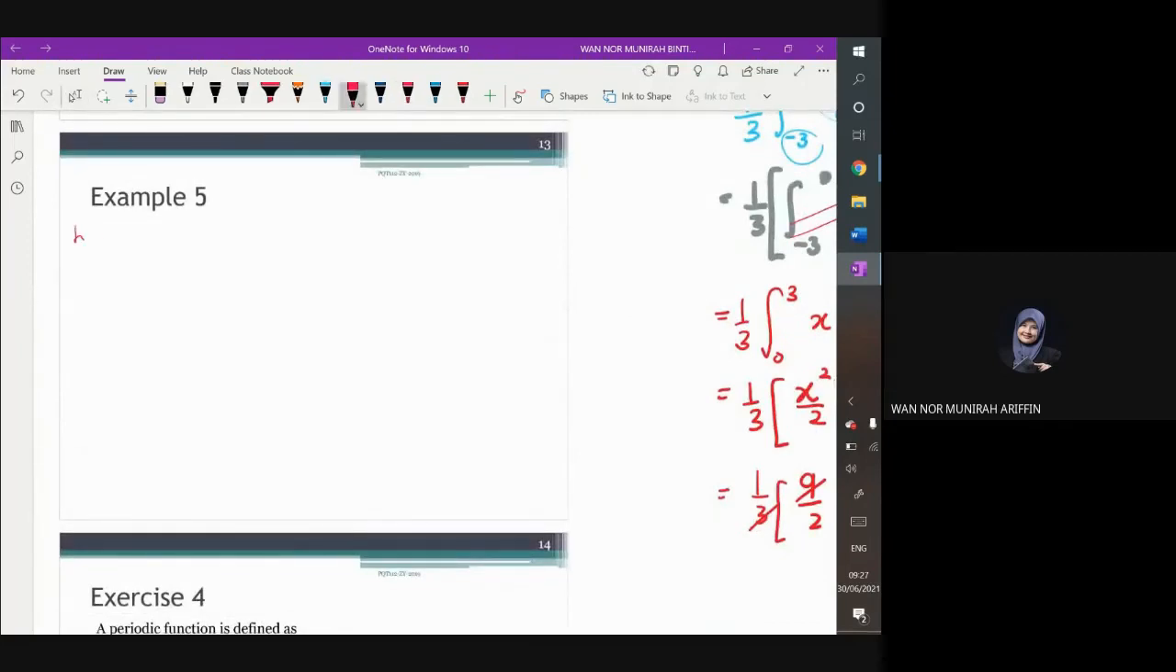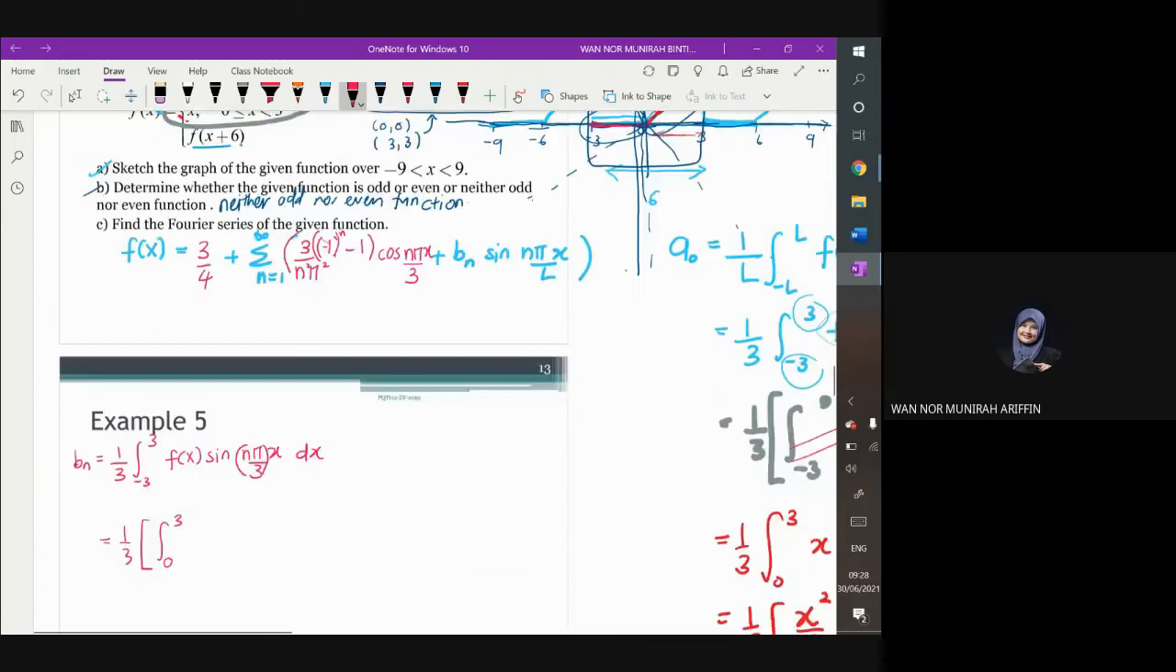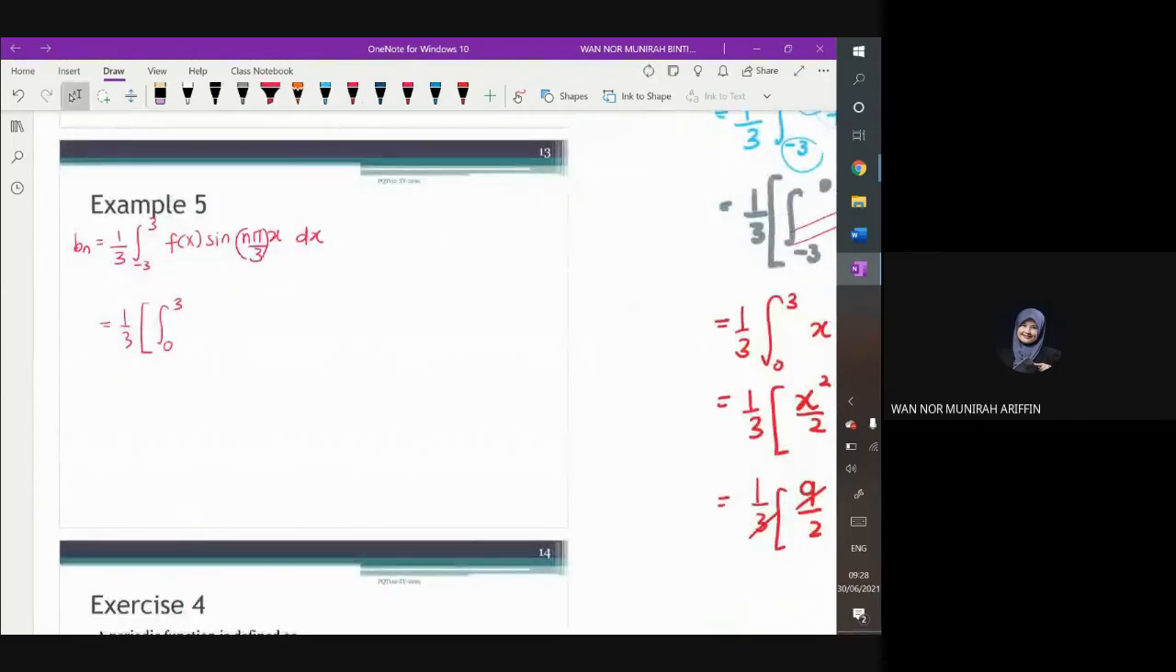So bn is given by 1 over 3 limit from negative 3 to 3, fx sine n pi x over 3 dx. So I have 1/3. From negative 3 to 0, I know that the function is 0 just now. We have done the same thing, so we just continue. From negative 3 to 0, fx is 0, so no need to calculate that. From 0 to 3, my fx just now is, what was it? fx equals x. So we have x sine n pi x over 3.